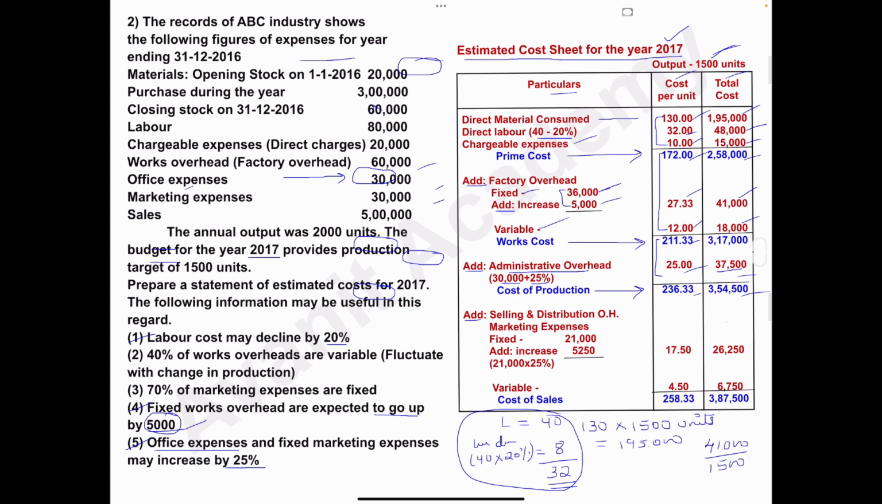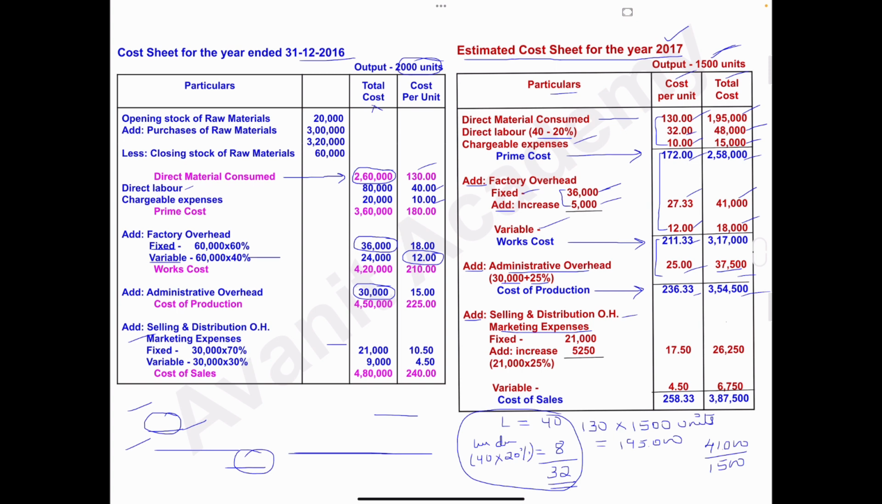Add selling and distribution overhead. In that, marketing expenses. Marketing expenses are also classified into two parts, that is fixed and variable. Okay, fixed marketing, see this point number 5. Fixed marketing expenses will increase by 25%. Okay, we'll see the cost sheet for the year 2016. Selling and distribution overhead under this marketing expenses fixed amount is, see the total cost column, 21,000. So fixed, right, 21,000 and it will increase by 25%.